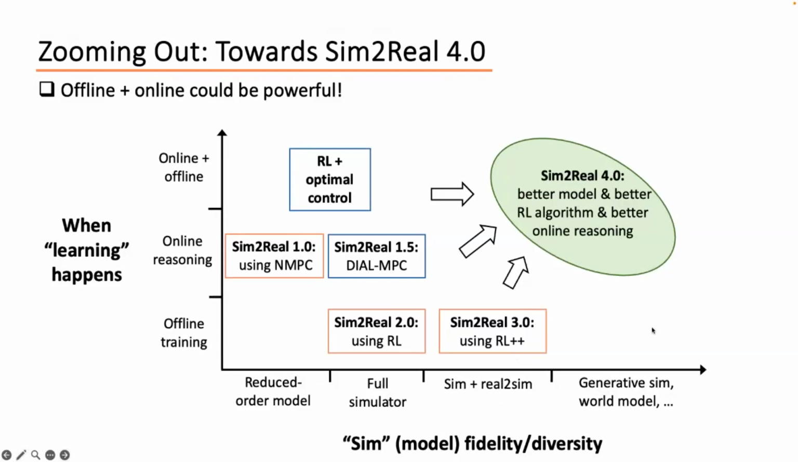We need off-policy, flexible, data-efficient reinforcement learning algorithms. And we need better online reasoning. Yeah, that's my take. And the last point I'm trying to make is that the combination of online and offline learning could be very powerful. One example is the combination of reinforcement learning and optimal control, right? Just want to give you quick examples.